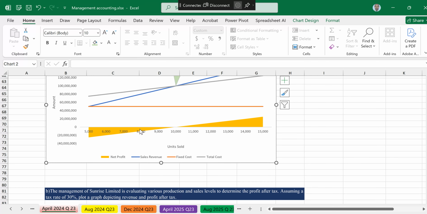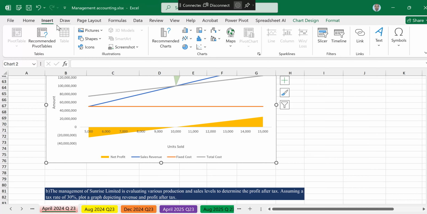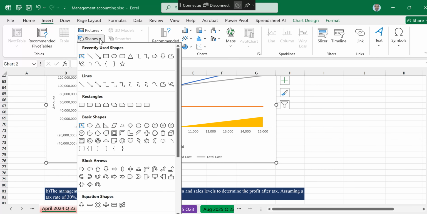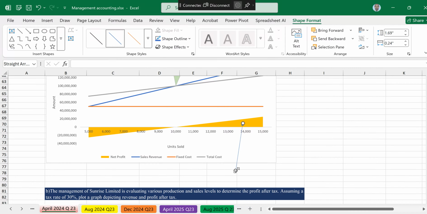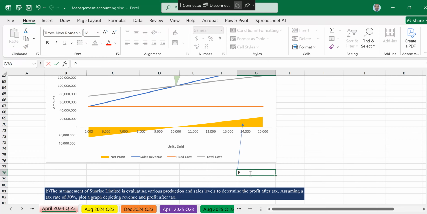So go to insert, then you'll see shapes. Under shapes, there are arrows. Under lines, there is the line with an arrow. Then just draw that arrow pointing inside here. Then you can write inside this cell: profit zone.